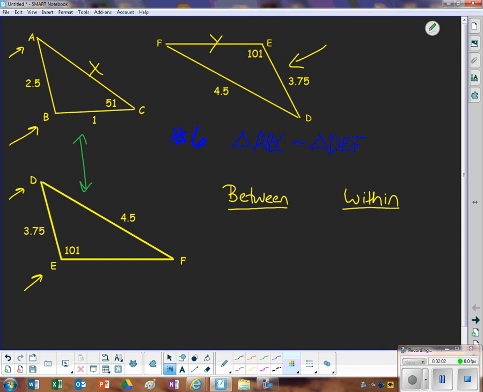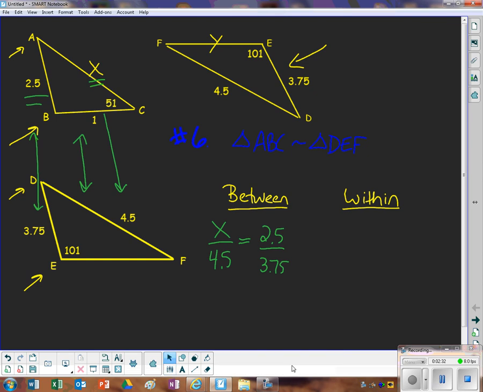If I want to find x, and I start with x, x corresponds to the 4.5. So I'm going to go between the two figures. X corresponds to 4.5, then I'll go back and grab the 2.5, which corresponds to the 3.75. So there's my proportion going between the two figures. Let me clear that up a little bit before we set up within.